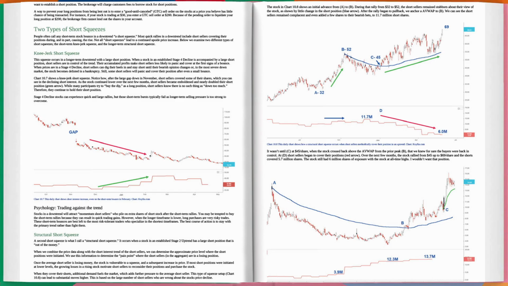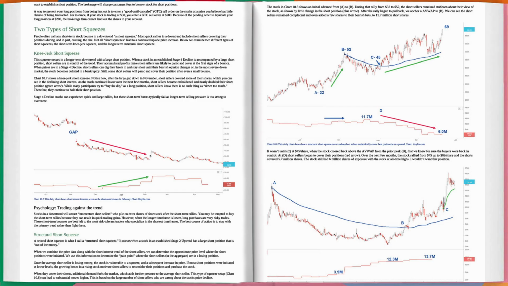The stock in chart 10.8 shows an initial advance from A to B. During that rally from $32 to $52, the short sellers remained stubborn about their view of the stock, as shown by little change in the short position, blue arrow. After the rally began to pull back, we anchor an AVWAP to B. We can see the short sellers remained complacent and even added a few shares to their bearish bets, to 11.7 million short shares.